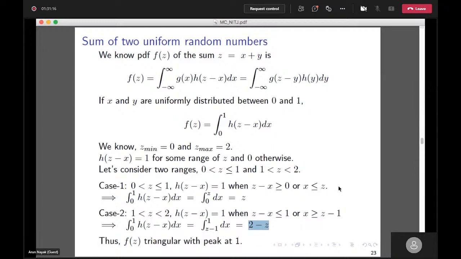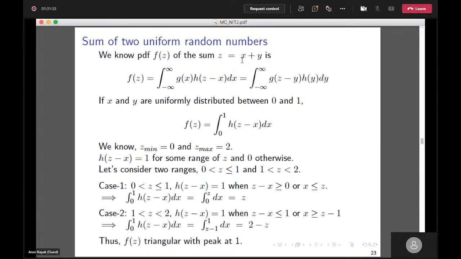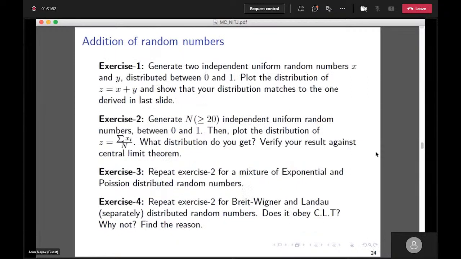So what you get is that between 0 and 1, f of z is z, and between 1 and 2, f of z is 2 minus z. That is nothing but a triangular distribution. So you will find a triangular distribution for z. Now this is for two numbers, we just added two numbers. When we add a large number of such numbers, practically about 20 or more, you will see this triangular distribution slowly tends to a Gaussian distribution. So for large enough numbers, it will become a Gaussian distribution.